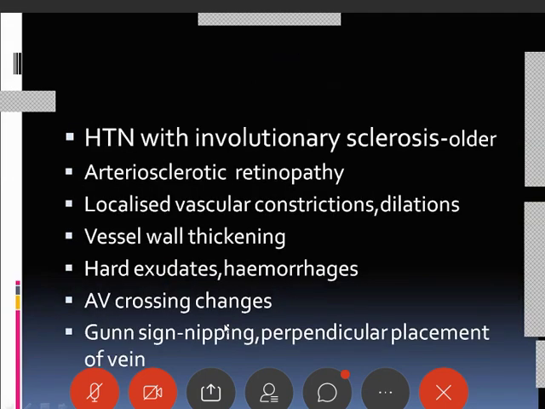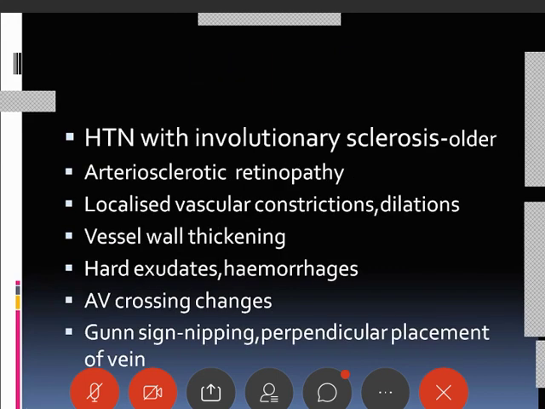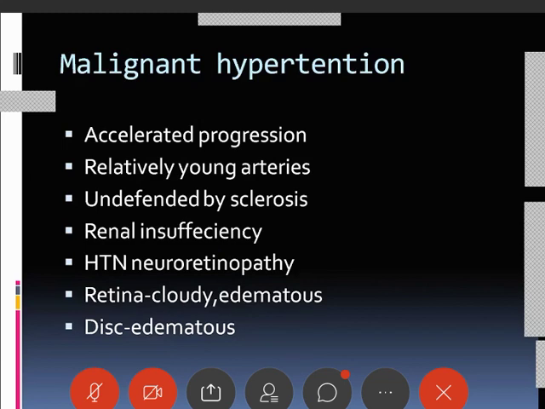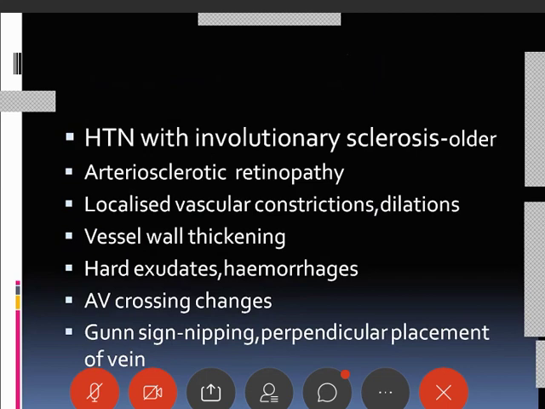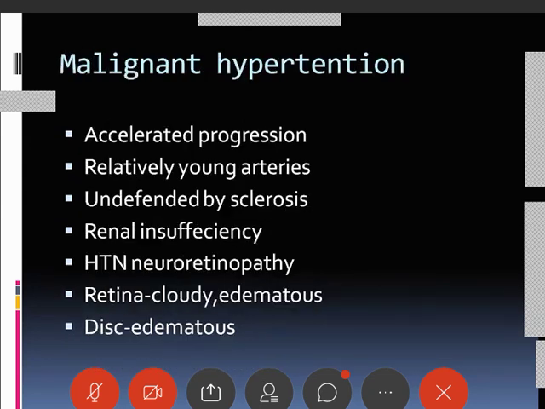So these are the four circumstances. The first one is simple hypertension without sclerosis, then hypertension with involutionary sclerosis, then arteriolar sclerosis, and then malignant hypertension. Except hypertension with involutionary sclerosis, all the rest of the three conditions occur in young vessels, young individuals.